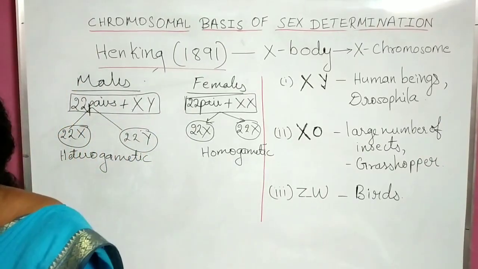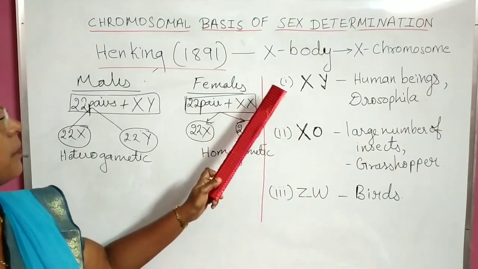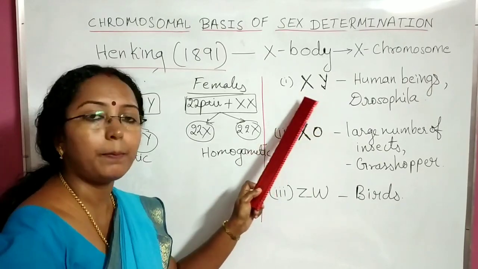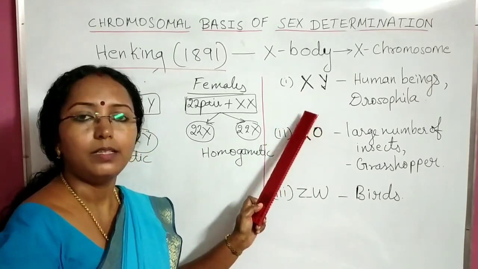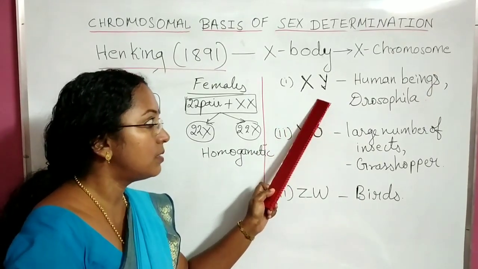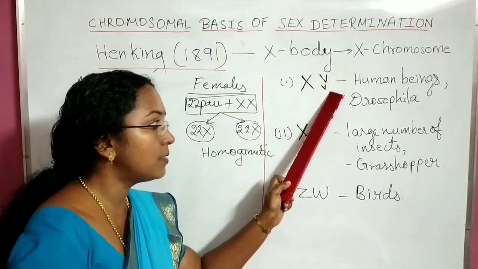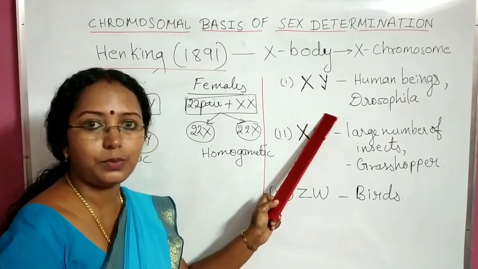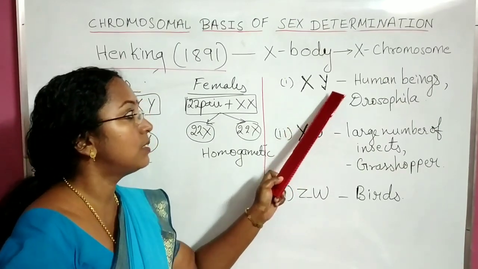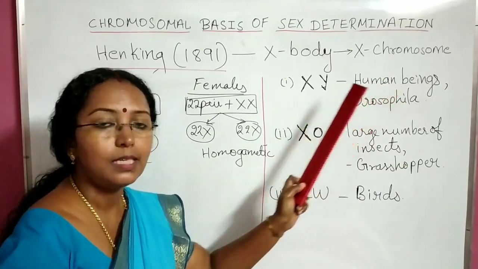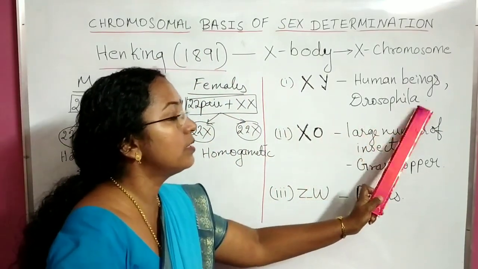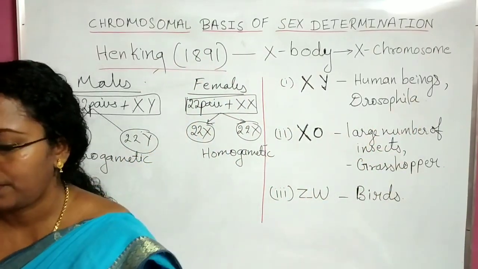So, the first possibility of sex determination is XY type of sex determination. In XY type of sex determination, it is the presence or absence of the Y chromosome which is determining the sex of the individual. And this type of sex determination is seen in human beings, which I had explained here, and it is also seen in Drosophila.